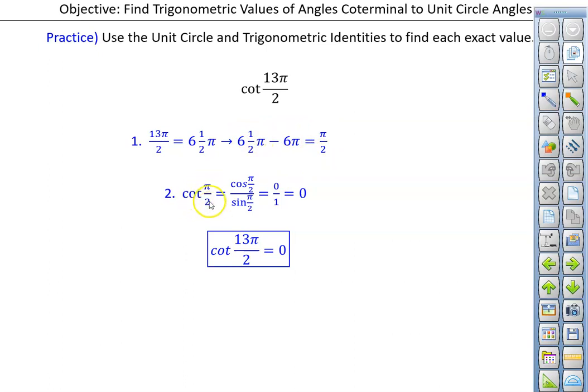So the cotangent of pi/2 radians would become the cosine of pi/2 over the sine of pi/2. Cosine of pi/2, which is your 90-degree angle, which is x at that point, is 0. And 0 divided by 1 would be 0, because remember, 1 times 0 is 0. That means our cotangent of 13 pi/2 will also be 0.